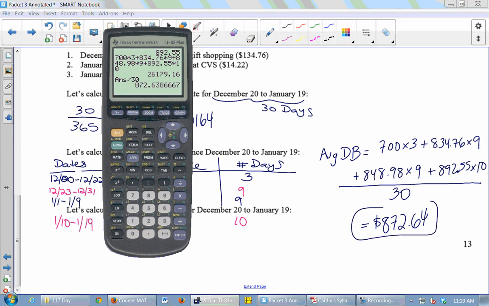And it makes sense, it should come out to some number between the lowest balance and the highest balance over the course of that month. It started at 700 and it finished at 892.55. So on average, each day, my balance was 872.64.